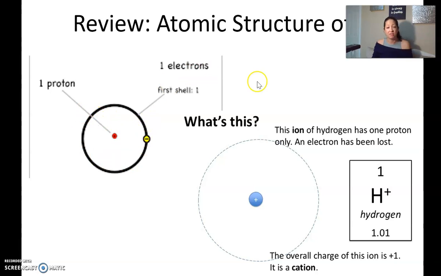If this electron is given off, then it has a positive charge and all it has is a proton. So an ion of hydrogen is the same as a proton if it's a positive cation. Remember, hydrogen also has the properties to act as a metal and a nonmetal, and we'll see a little bit more of that when we look at the different theories and definitions of acids and bases.